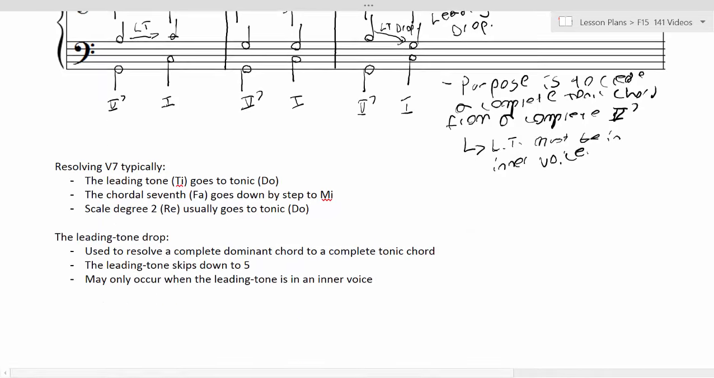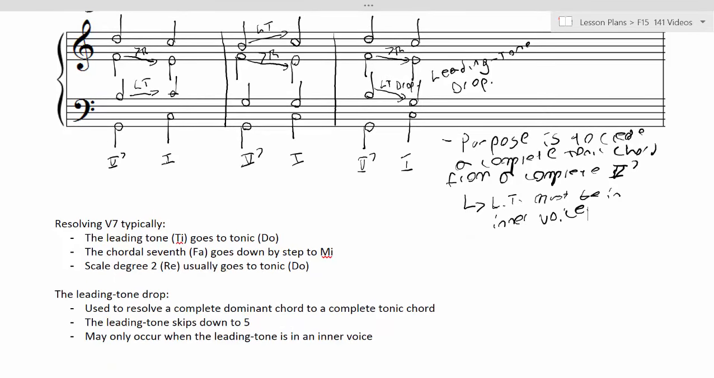Down here at the bottom, I have given you some notes about resolving 5/7 typically. So the leading tone goes to tonic, so T goes to do. The chordal 7th, fa, goes down by step to mi. And scale degree 2, which is re, usually goes down to tonic, do. The first two are rules, except we know that there's the leading tone drop as an exception to T going to do. Then I talk about the leading tone drop.